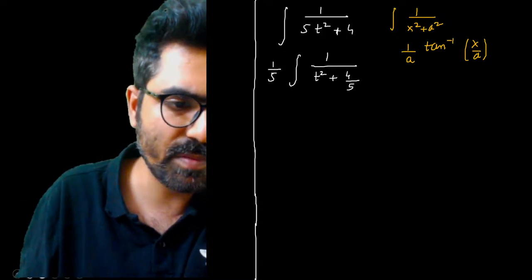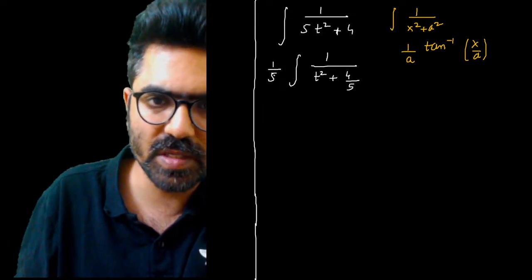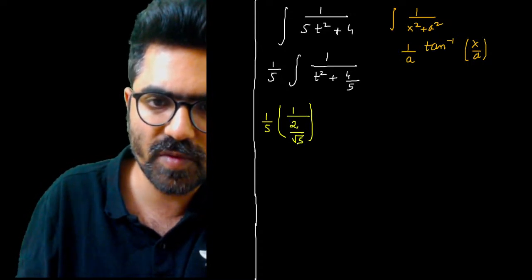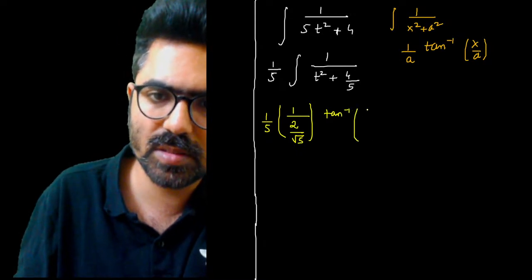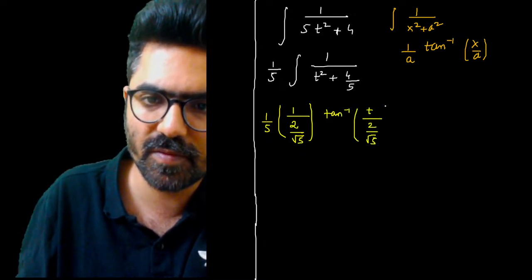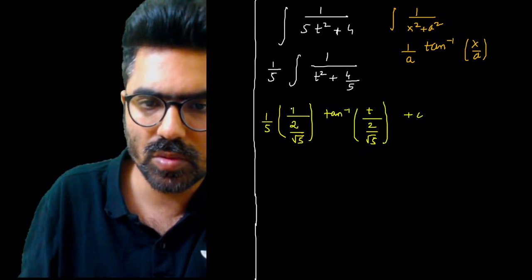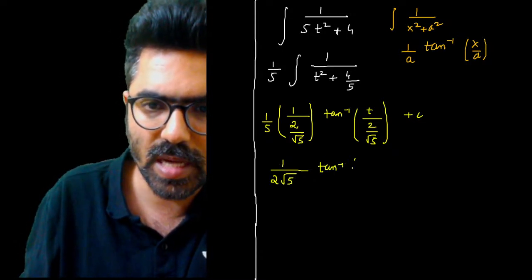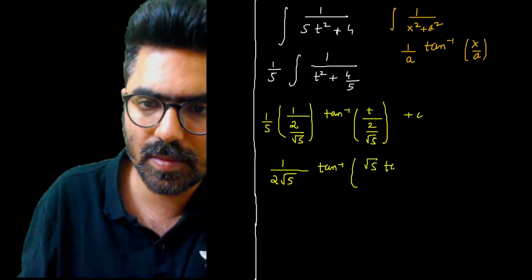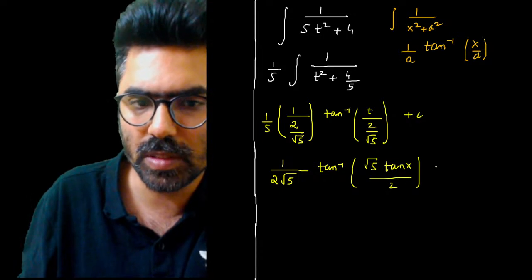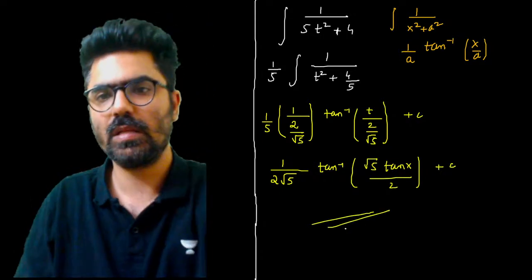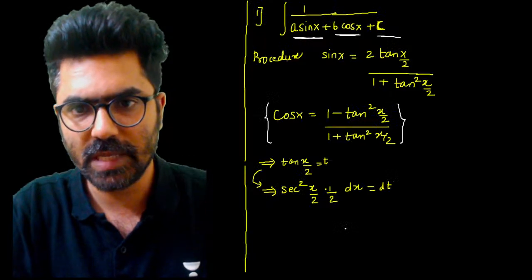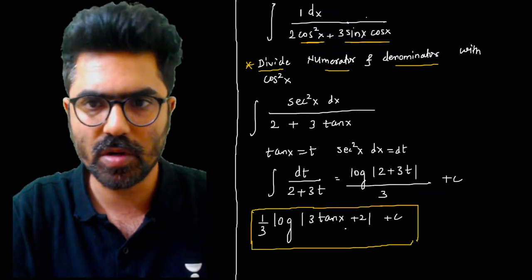1 by 5 is already there. Now 1 by a is 1 by 2 by root 5, tan inverse t by a, that is t times root 5 by 2, plus c. So this will be 1 by 2 root 5 tan inverse of root 5 tan x by 2, plus c. This is the final one. Okay, I think we have covered these two major types: one by linear in trigonometry, one by quadratic in trigonometry.